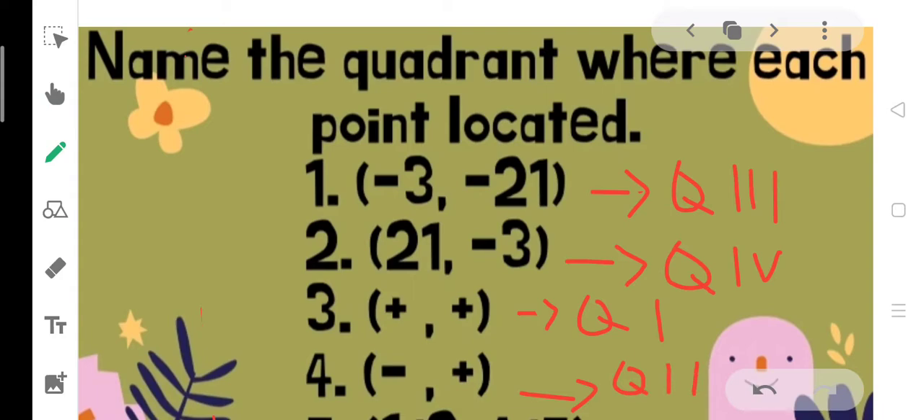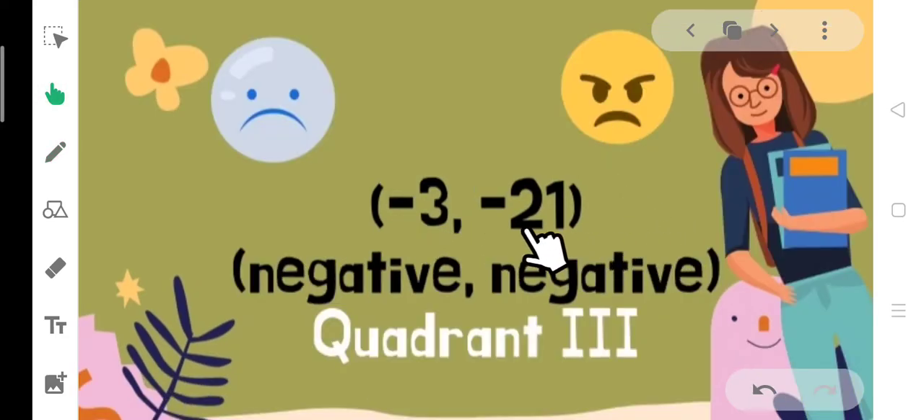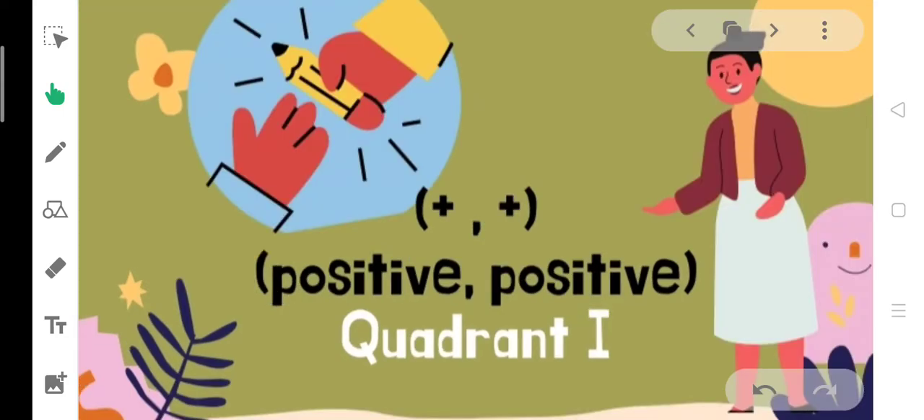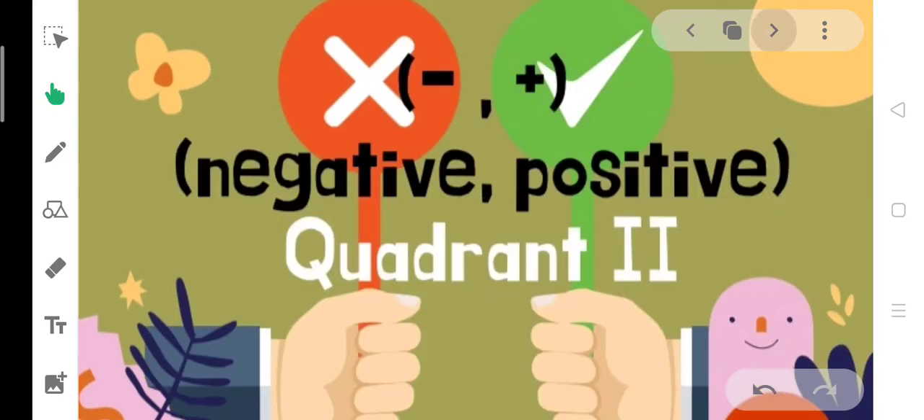Okay? Let us have a quick review. We have negative 3, negative 21. So, negative, negative, it is in quadrant 3. How about positive, negative? Positive, negative, it is in quadrant 4. Now, for the points with positive x coordinates and positive y coordinates, it is in quadrant 1. If the x is negative and the y is positive, it is in quadrant 2.